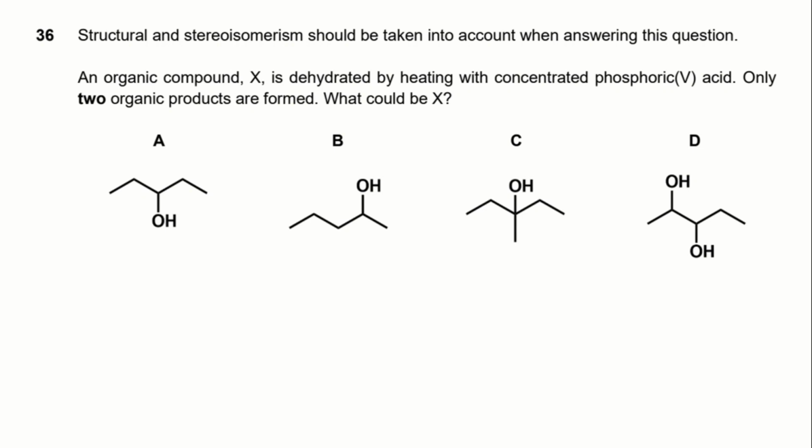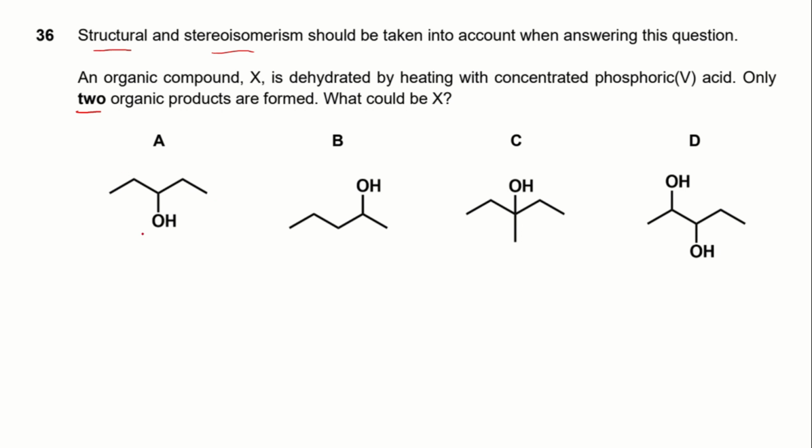This is a question about dehydration of alcohol. X is an alcohol which undergoes dehydration with concentrated phosphoric acid to produce only two organic products. We have to consider structural and stereoisomerism in this question. We are given four compounds A, B, C, and D. So we'll find out which one could be X.